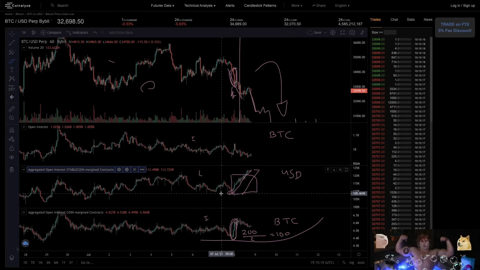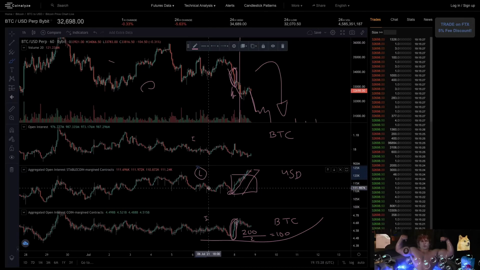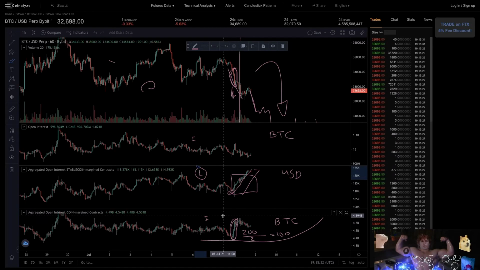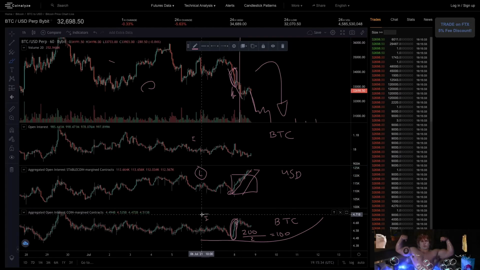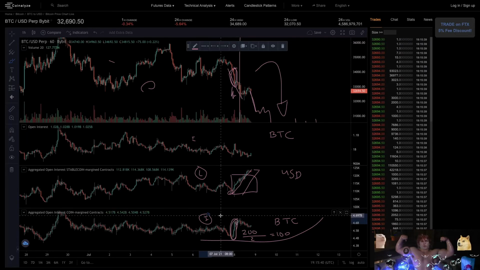Okay, one more time. Linear futures, aka stablecoin margin futures, is sized in Bitcoin and P&L is paid out in US dollars. Inverse futures, aka coin margin futures, are sized in dollars and paid out in Bitcoin.